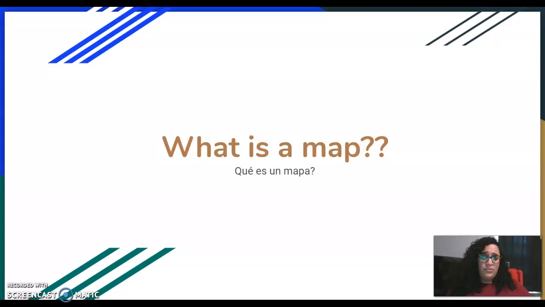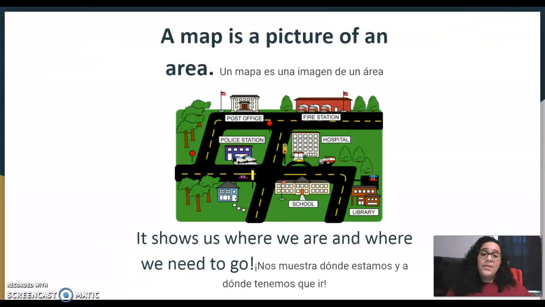I know a lot of you pretty much know what it is. So, a map is a picture of an area, just like the picture that we see. It shows us where we are and where we need to go. So if you look at the picture here, it has different places that we're familiar with, like a post office, a fire station, a police station, a hospital, school, the library, and probably somebody's home.